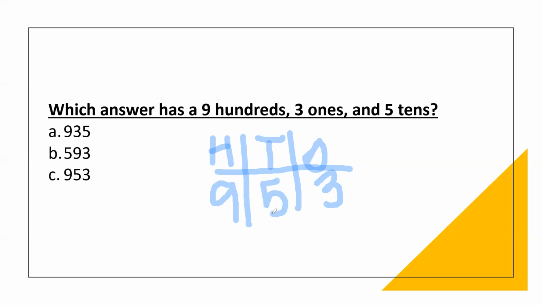And now let's go see which one of the answers looks like this. So we need 953. 935, that's not right. That's not right. 593, that's not right. So then that leaves us with C, 953. Is that what we have over here? It is. So you circle it. And again, we will practice with these in OLS and also during class this week.